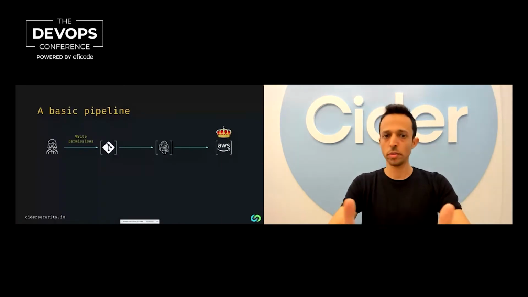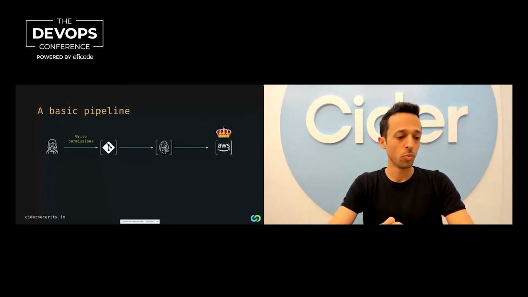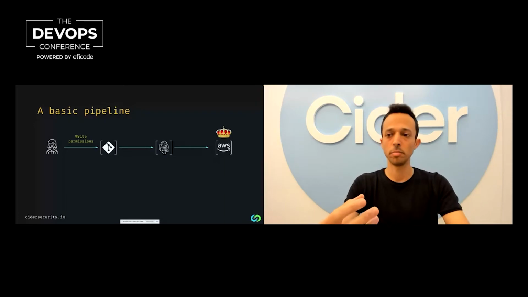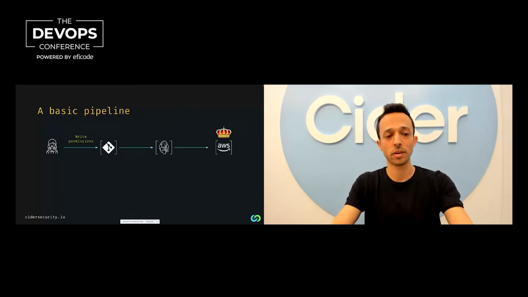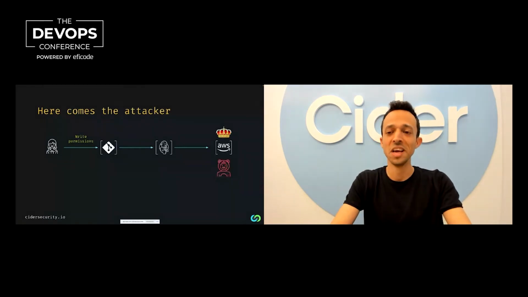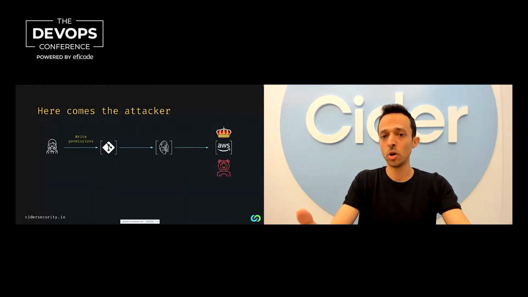Okay, so here we see our basic pipeline. There's a developer here with write permissions on a repo, which is linked with a Jenkins pipeline, which eventually, after it tests and builds the code, deploys it to production, which is the crown jewel, the main target of the attacker. Now, here comes the attacker. You can easily identify it because it's red and it wears a hoodie. And we know that it wants to target production. It wants to have direct access to this environment.